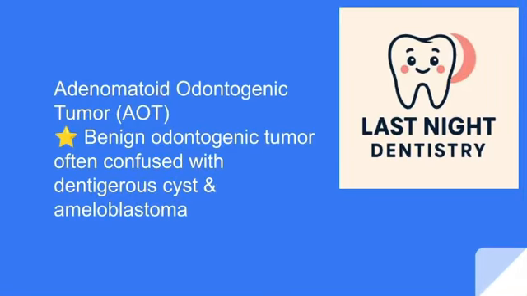Hello, and today we are going to discuss adenomatoid odontogenic tumor, commonly called AOT. This is a high-yield odontogenic tumor frequently tested in exams and often confused with the dentigerous cyst or even ameloblastoma. So, understanding AOT is important because its behavior is benign and treatment is conservative.